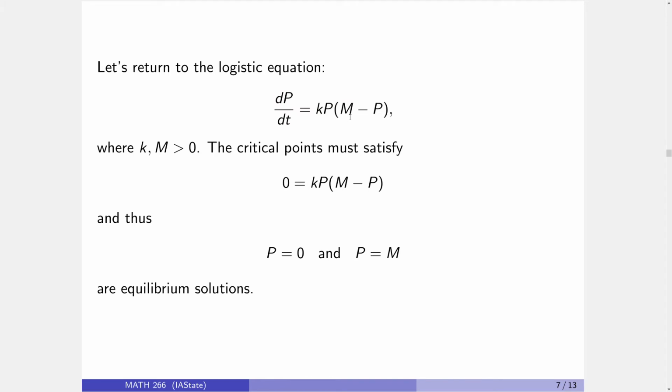And that makes sense, too, because as we noted, the M is sort of like the maximum amount the population could have. So if you're already starting with the maximum amount you can have, you don't change. You just stay there.